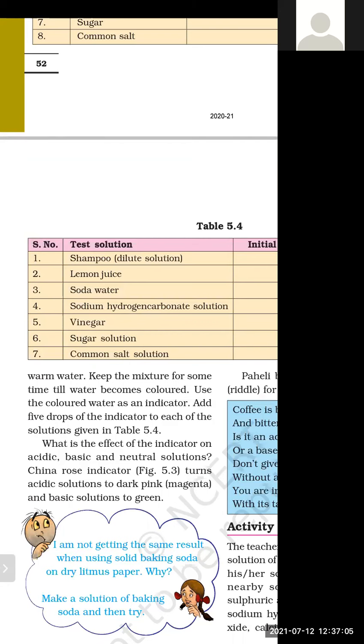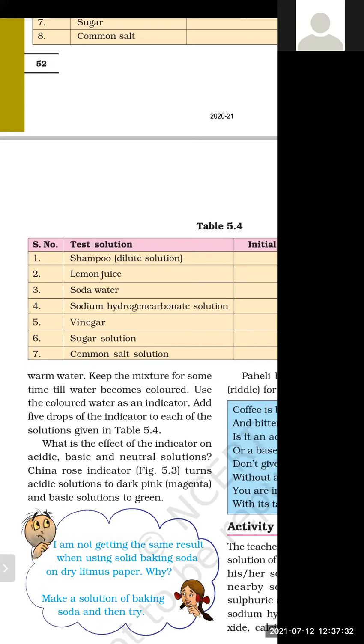So we can take some solutions which are given in table 5.4: shampoo solution, lime juice, soda water, sodium hydrogen carbonate solution, vinegar, sugar solution, common salt solution. So these are solutions which we have to check whether they are acidic or basic. With the help of China rose indicator, now we will try to check these solutions.